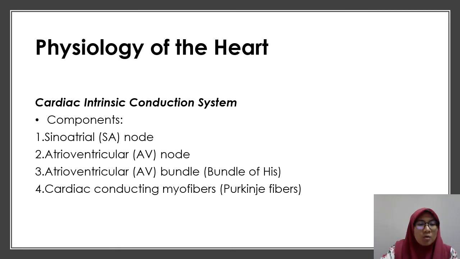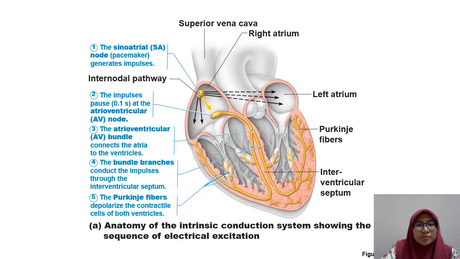Okay, so there are 4 components here. Sinoatrial node, okay, SA node, AV node, okay, AV bundle or bundle of His, then cardiac conducting myofibers or Purkinje fibers. Okay, SA node located at right atrium, dia ada kat sini. So this node will be the pacemaker, okay, that generates the impulses. Okay, dia akan start generate the impulses so that darah tu akan masuk to both right atrium and left atrium.